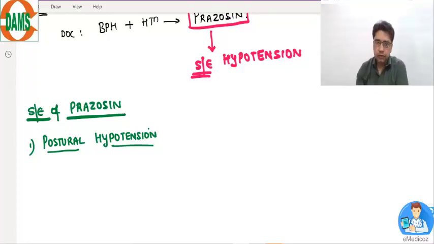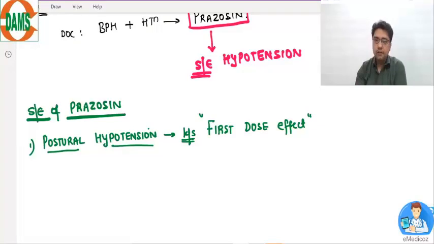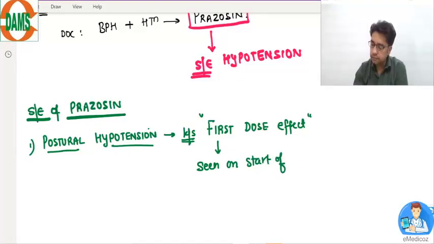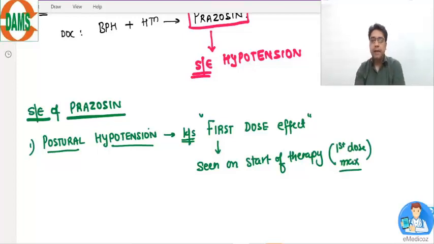Now, this postural hypotension due to prazosin is known as first dose effect. Why? It is known as first dose effect because it is seen on start of therapy, on the first dose. Maximum hypotension is seen when we start prazosin, later the body adapts.